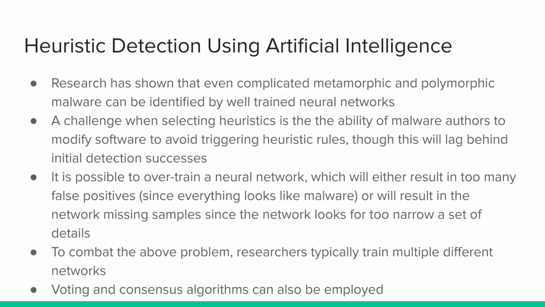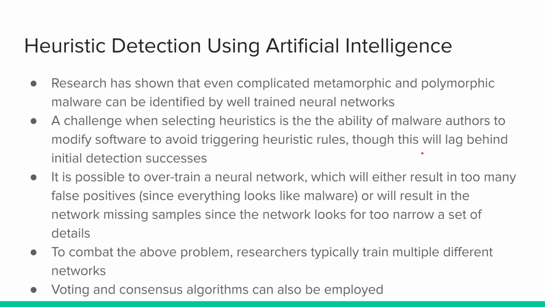The cool part about heuristics is that once we can start defining rules and metrics and things like that, we can teach machines to do that analysis for us. So there have been examples where people have trained up neural networks to spot and identify really complicated metamorphic and polymorphic malware samples. So it does work.